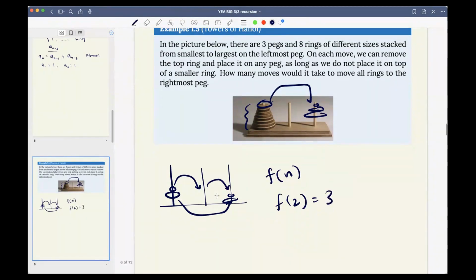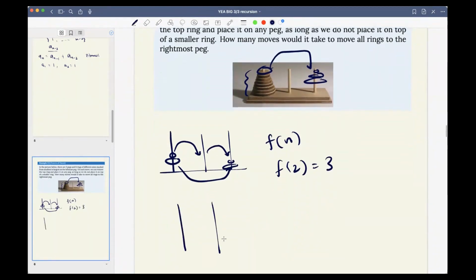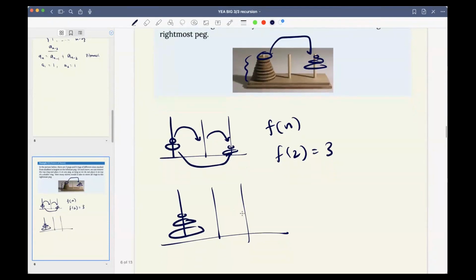Let's try one more small example and see if you can notice the process that we're sort of going through here. I know it's a little bit messy, but let's see. If we want to move all of these to the rightmost peg, you can also think of it logically. We need to get the biggest one to the rightmost spot. And in order to do that, we need to get the stuff on top of it to the middle spot, or to some spot that is not the bottom or the right, so that we can eventually move it over.